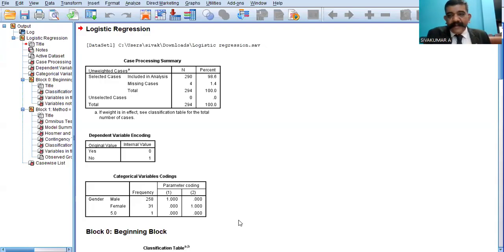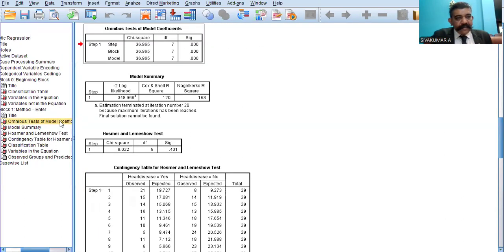Then what is the interpretation? Interpretation of binary logistic regression. First table: the Omnibus test of model coefficients. That is the first important table. You have to type the interpretation. Type the SIG value, the P value.